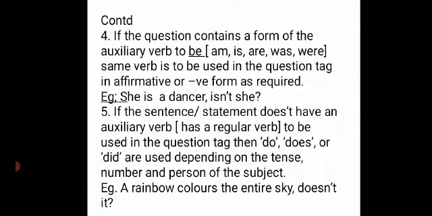Fifth one is if the sentence or the statement doesn't have an auxiliary verb. Many times statements have a regular verb only. Then you have to frame a question tag by using do, does or did. And again they are used depending on the tense. If you remember, last time I told you, if you write did, the tense must be past tense. Do or does, it depends. Now, for example, a rainbow colors the entire sky, doesn't it? Because here the word colors is there, but there is no auxiliary verb. So you will write doesn't it?